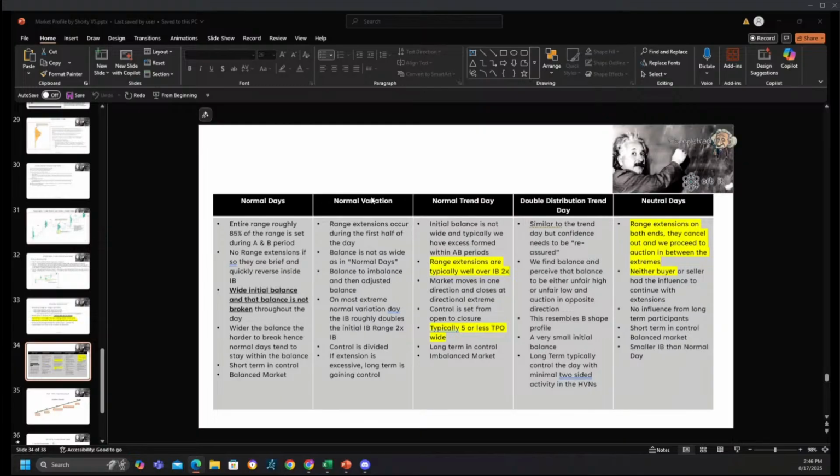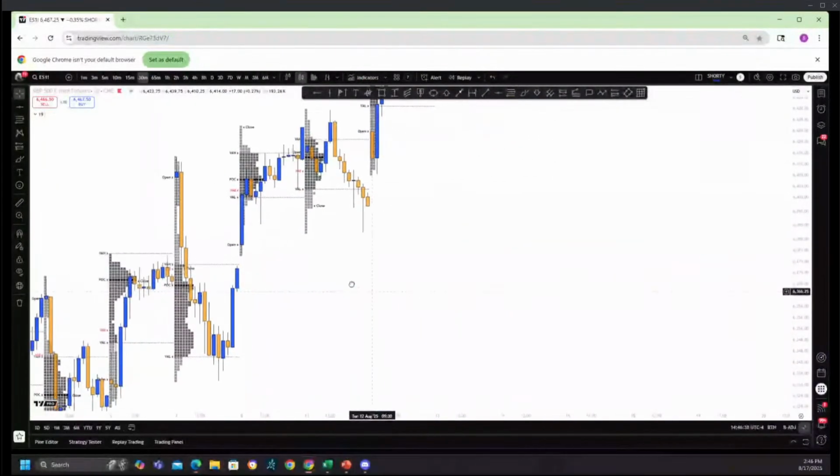Normal variation, how would this be different? Here you don't have an extension. In a normal variation, you have an extension, but how far it goes is the difference. First of all, the balance that you have in a normal variation is not going to be as wide as a normal day. So therefore you can still explore it. When it's a wide initial balance, I gave you guys an example.